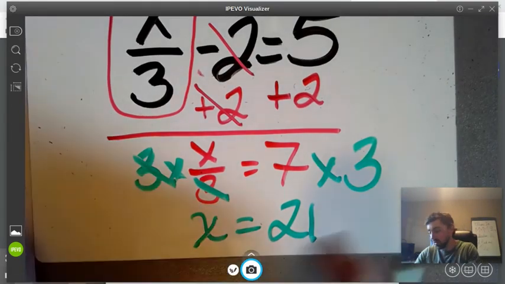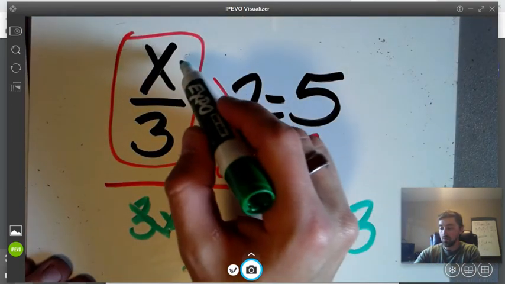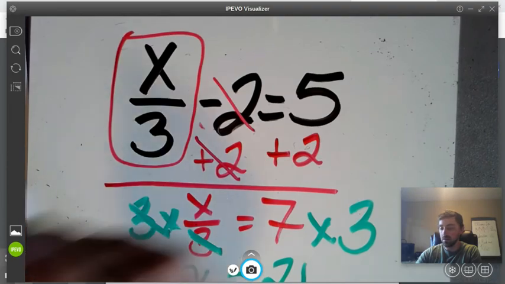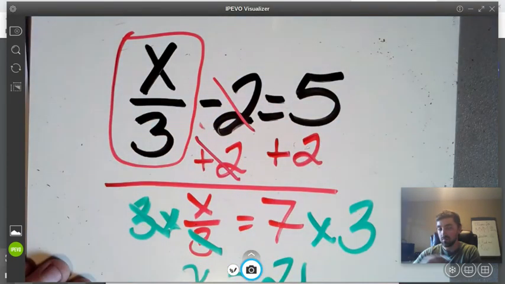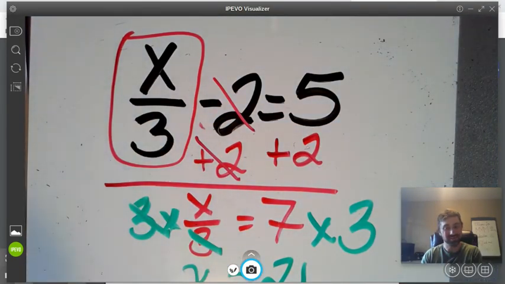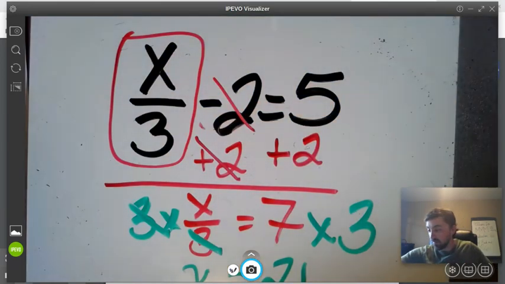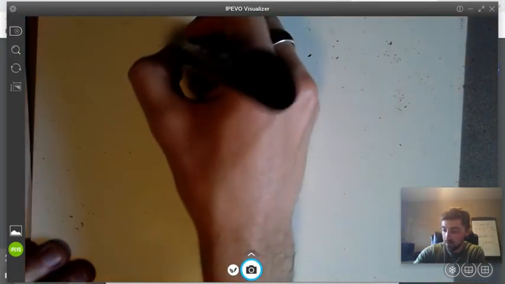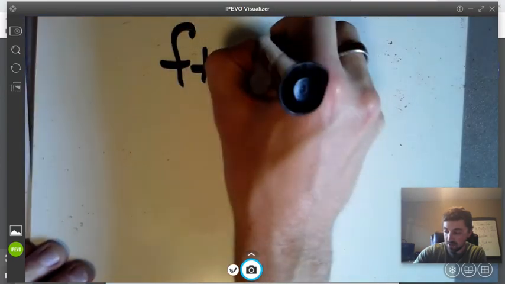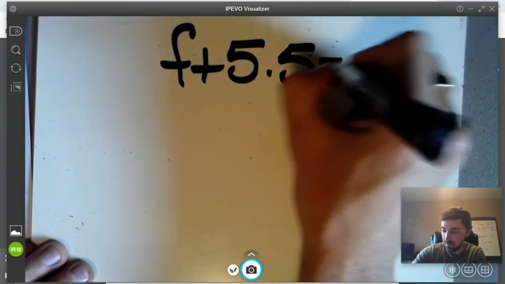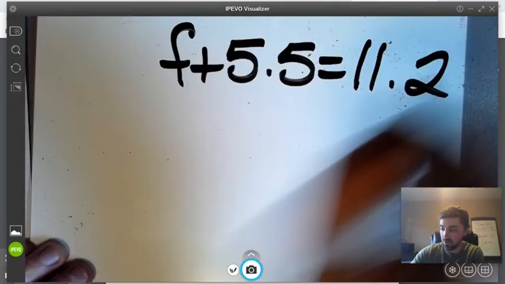We put that into our original equation. 21 divided by 3 is 7, minus 2 gives us 5. The 2 sides are balanced. Now, these can be simpler. Everything that we've seen so far is mostly 2-step equations, but they can be as simple as your next one. F plus 5.5 equals 11.2.